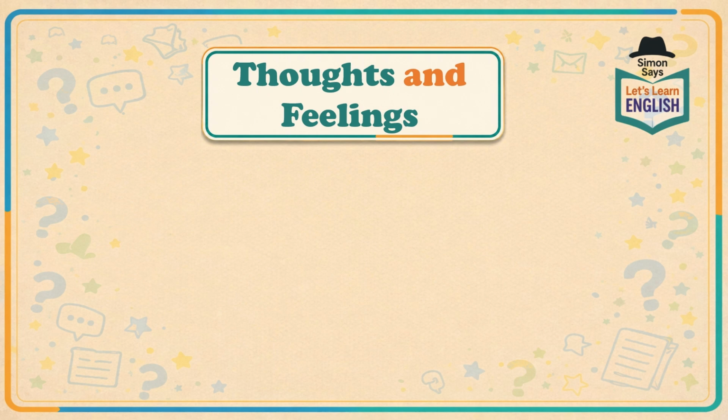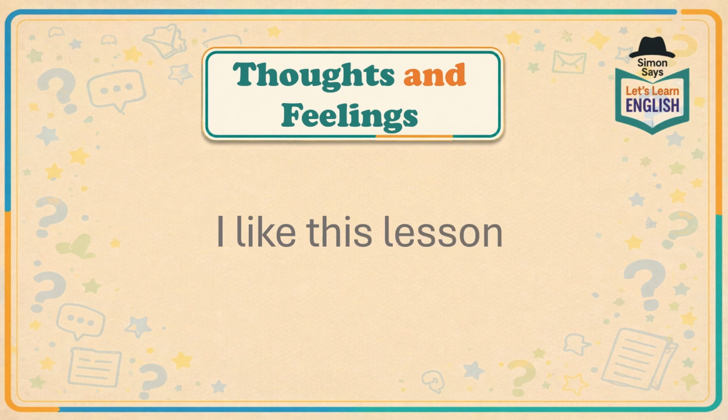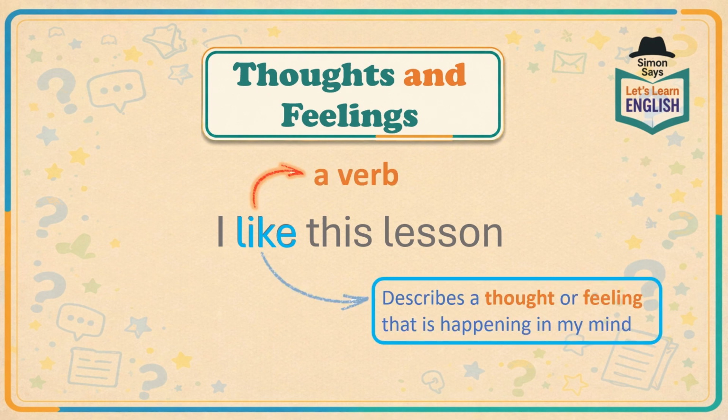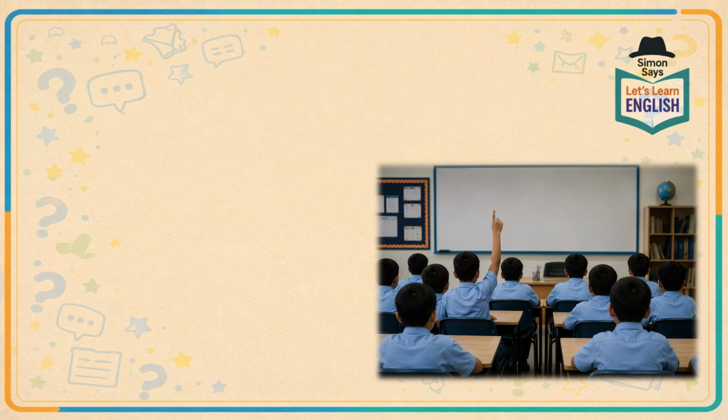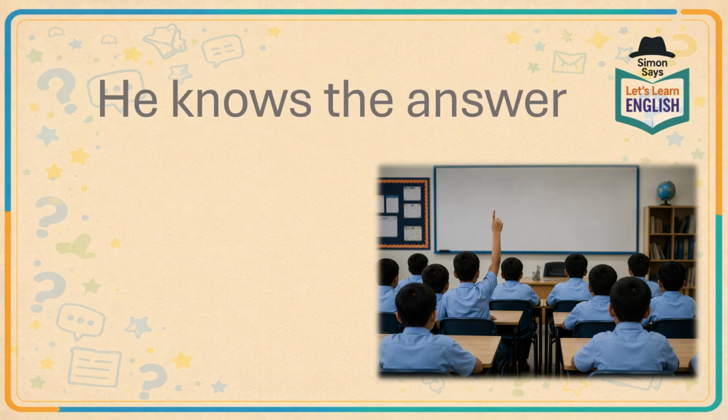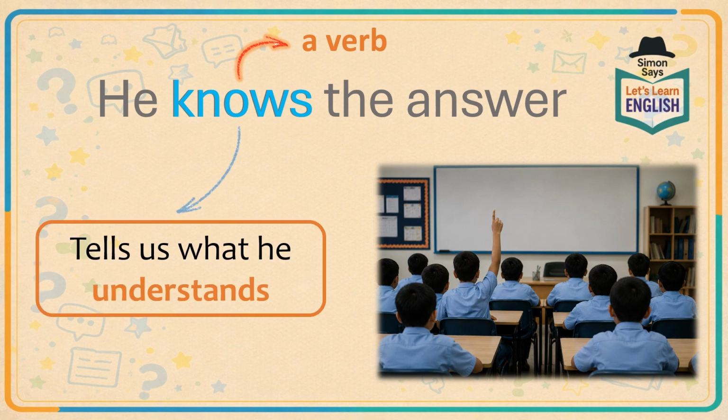For example, I like this lesson. Now, the word like tells us how I feel. Like is a verb that describes a thought or feeling that is happening in my mind. He knows the answer. Now, the word knows is a verb, and this verb tells us what he understands.